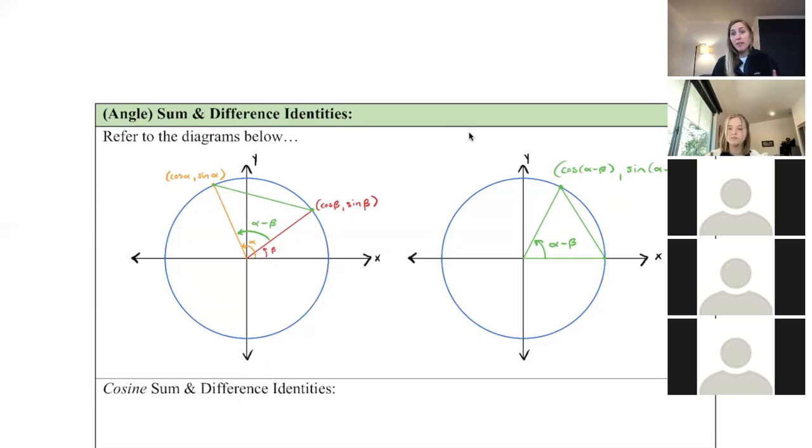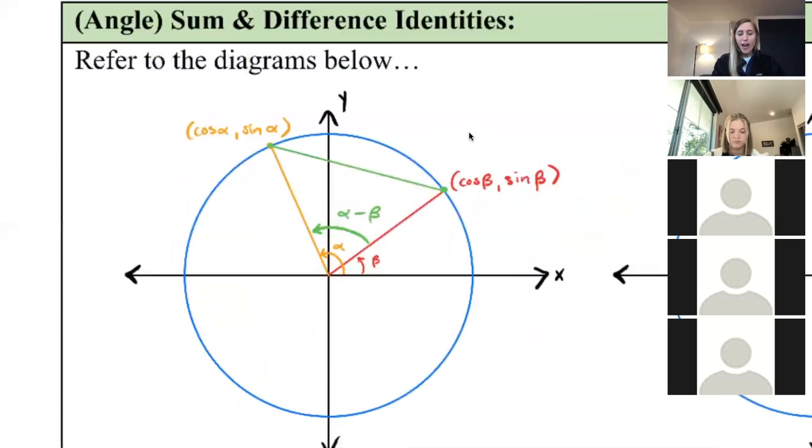The first derivation is complicated. This is the one that I'm not going to expect you to recall on a test or anything. And I also don't think it's necessarily helpful for you to be able to derive this one because it's pretty complicated. But if you have this one, deriving the other ones is pretty straightforward.